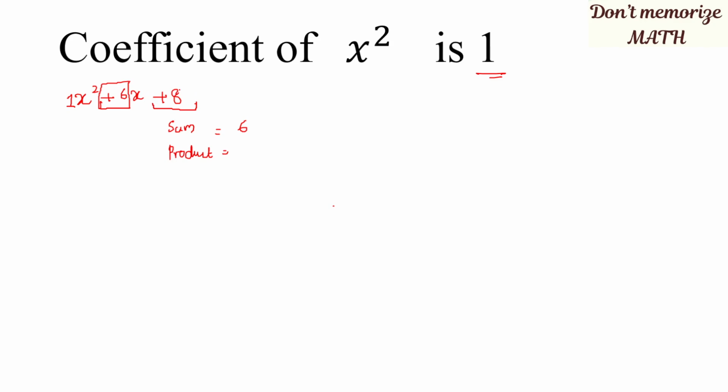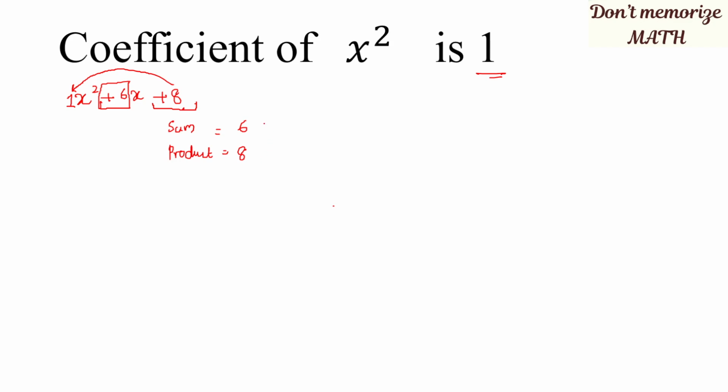So product is 8, or you can just take 8 times 1, that is same as 8. So sum is 6 and product is 8. So what do you mean by sum? Sum means addition. The 2 plus 4 is 6, so 6 is the sum of 2 and 4, like that. Okay. Product means multiplication. Okay.